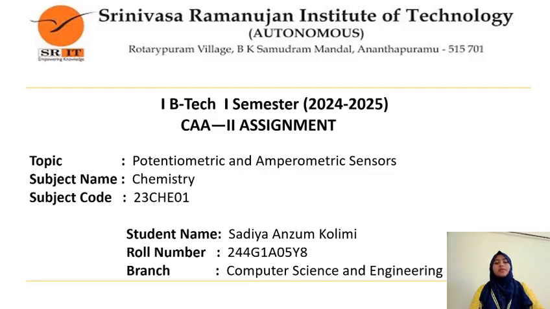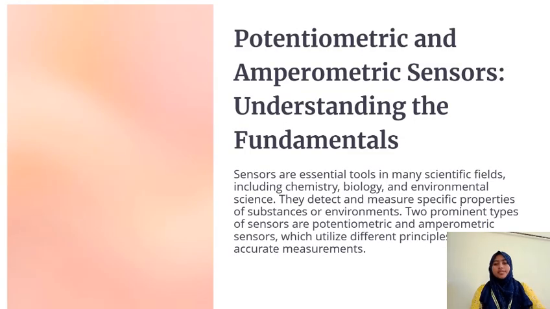My topic is potentiometric sensors and amperometric sensors. Potentiometric and amperometric sensors, understanding the fundamentals. Sensors are the essential tools in many scientific fields. They are used to detect and measure the specific properties of substances. The two prominent and important types of sensors are potentiometric and amperometric sensors. These are together called electrochemical sensors. Let us see the working and the practical applications of potentiometric and amperometric sensors.